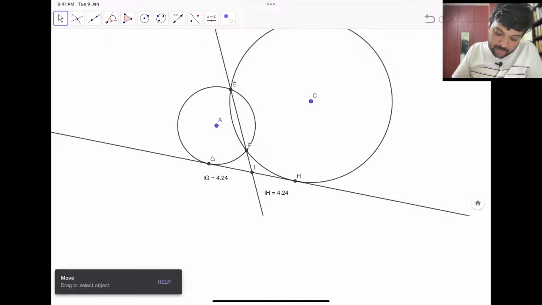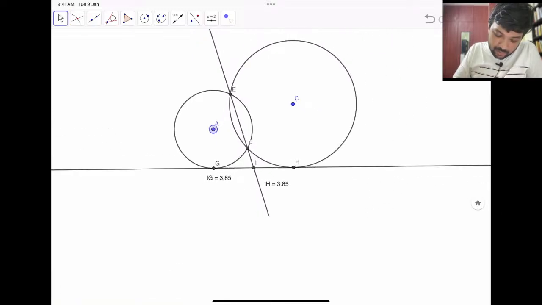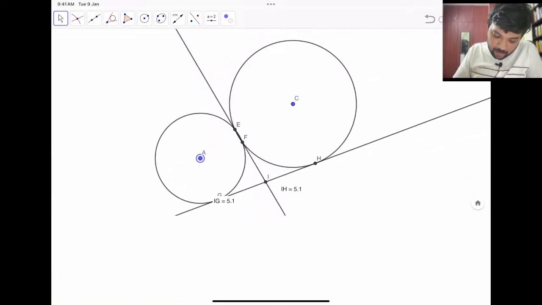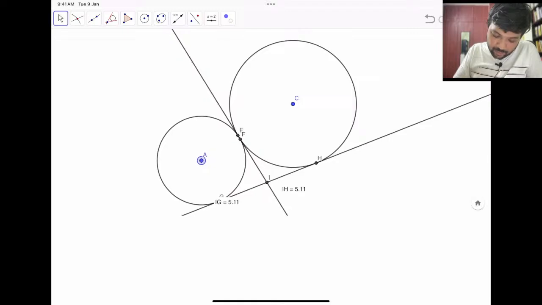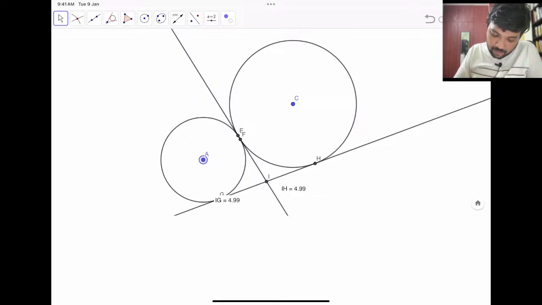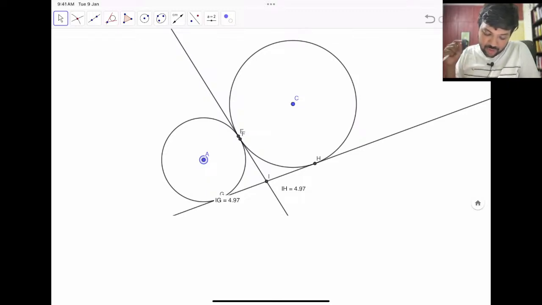So what happens in the limiting case when E and F coincide? Very difficult. Okay, very close now, E and F coincide. In this case, as Abhi notes, what we proved just now, GI, FI and IH will become equal if E and F coincide. So you always have 90 degrees, that's correct. The three tangency points together always form a right angle triangle, always. Really cool.